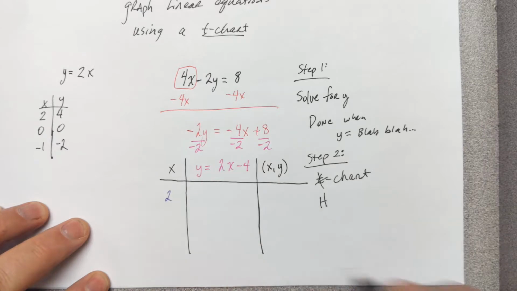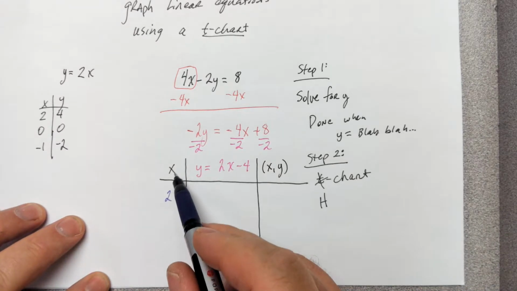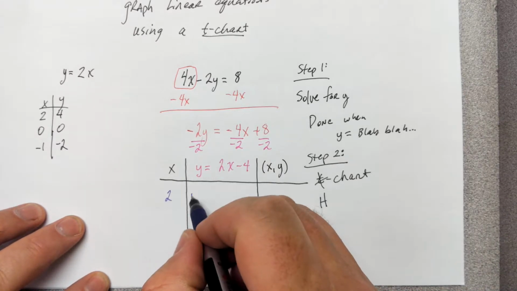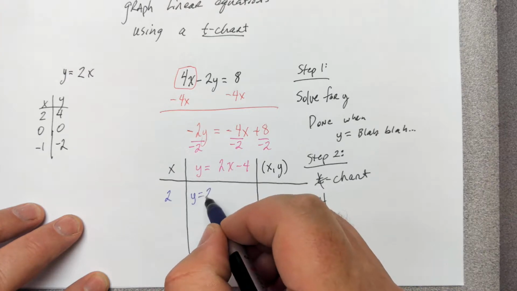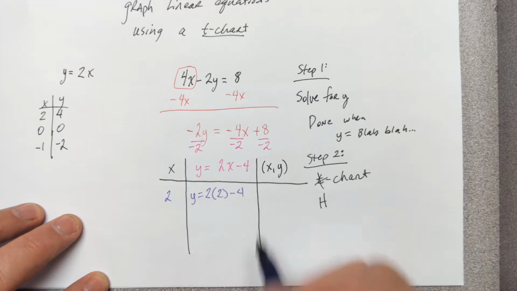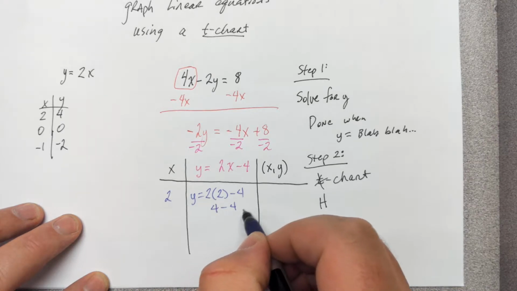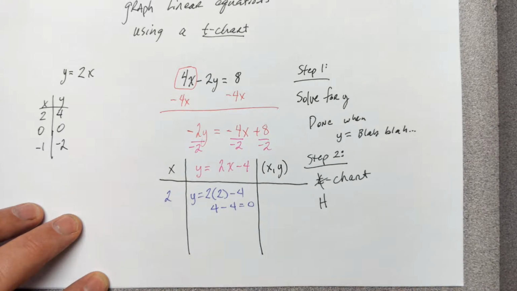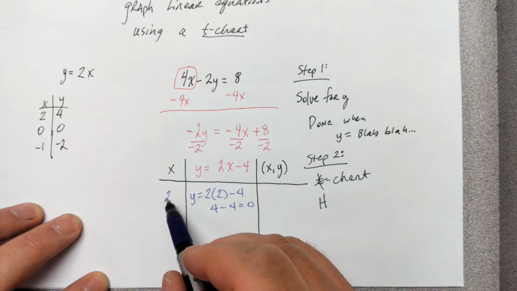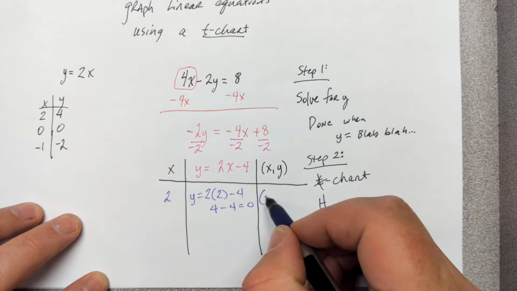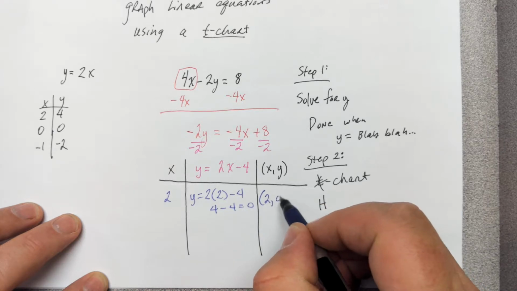So we're going to say what happens when x is 2. So we're saying x equals 2. And so what we're going to do is we're going to take y equals, plug in a 2, right? So 2 times 2 is 4, minus 4, that's equal to 0. So y equals 0. So what we're saying is when x is equal to 2, then y is 0.